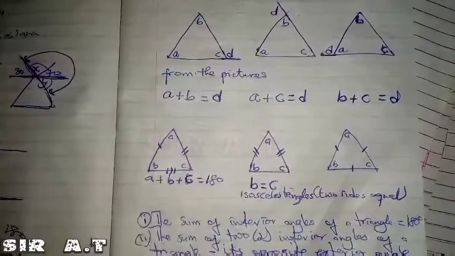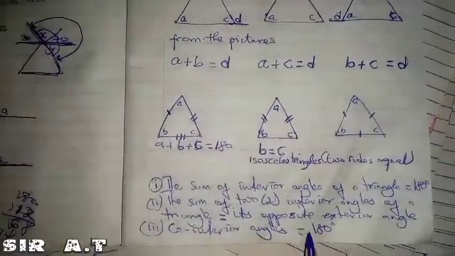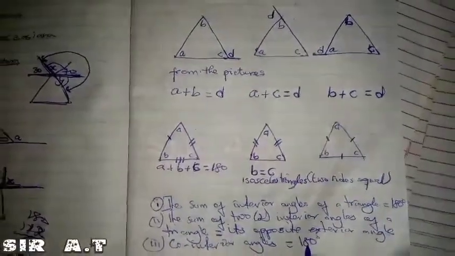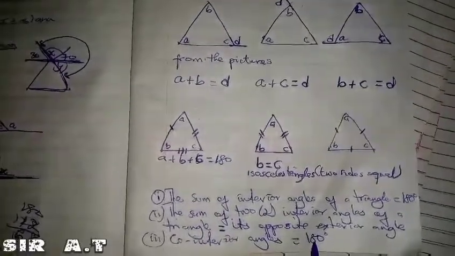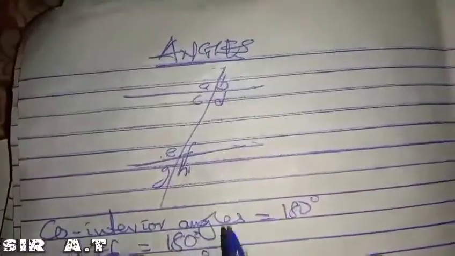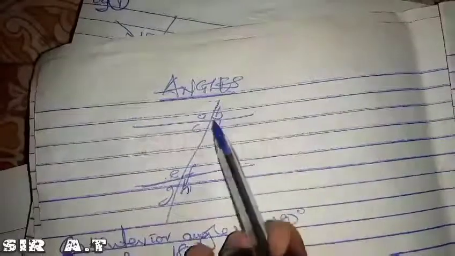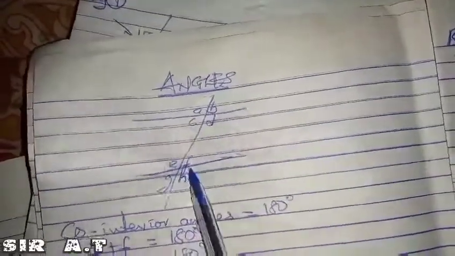And we are saying that co-interior angles sum to 180. Co-interior angles are equal to 180. So these are the co-interior angles. Put them together: D and F is 180, C and E is 180.